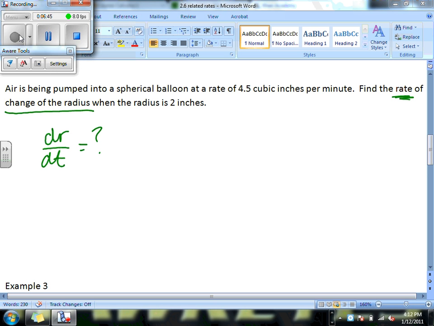All right, and then we need to decipher what else they are giving us. Well, we know that we have a spherical balloon. That might be helpful. They also tell us that air is being pumped into that balloon at a rate of 4.5 cubic inches per minute. If you think about air being filled into a spherical balloon, we're talking about volume. Why it's important that we're talking about a sphere is because we're going to use the volume of a sphere, which is 4/3 pi r cubed, if you didn't remember that from your geometry days.